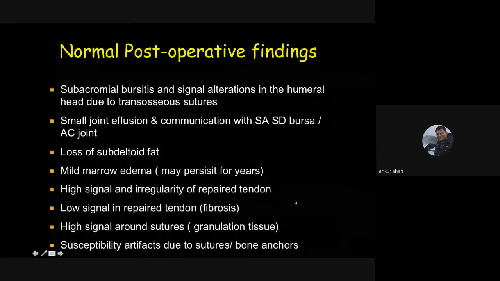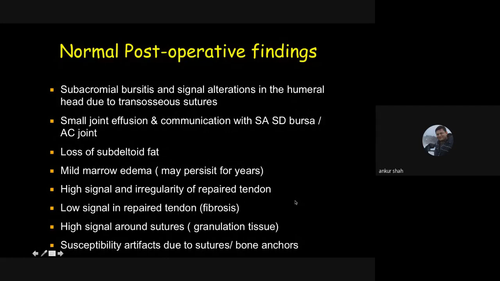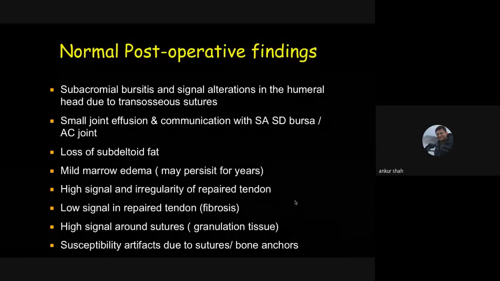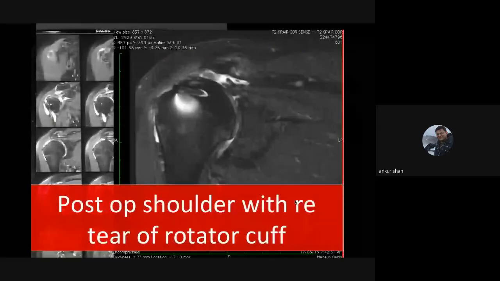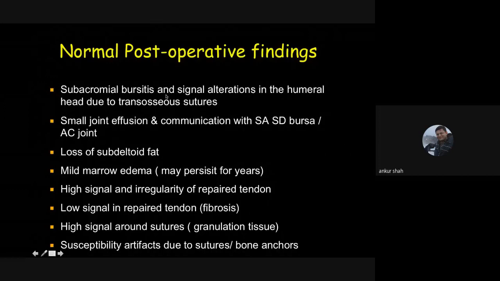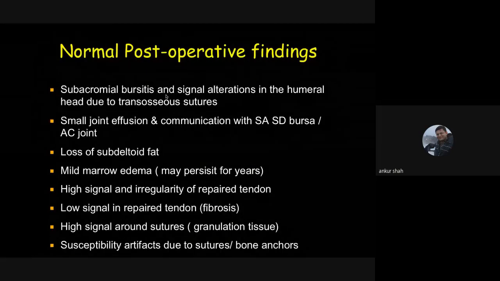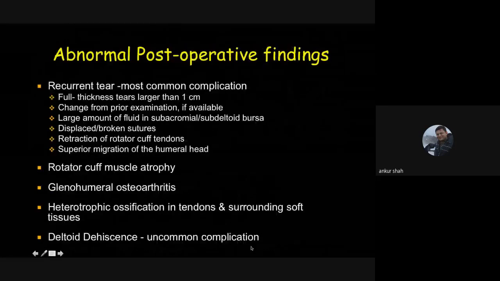So don't call it tendinosis or tendinitis, because a repaired tendon will not look as hypointense or homogeneous like the normal tendon. But you should tell when there is a defect, like here. When there is a full thickness defect, then it is abnormal. But if you just see some edema in the repaired tendon, that is normal. So don't think that this is a tendinosis or this is a tear. Similarly, there can be high signal around the sutures. There may be some fluid. There may be low signal in the repaired tendon because of fibrosis, and there will always be some susceptibility artifacts because of the sutures. So all these are normal.